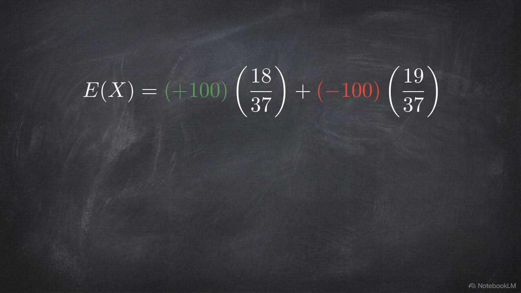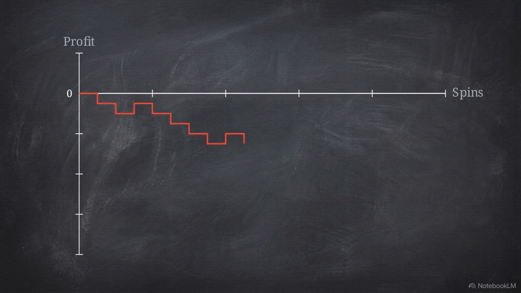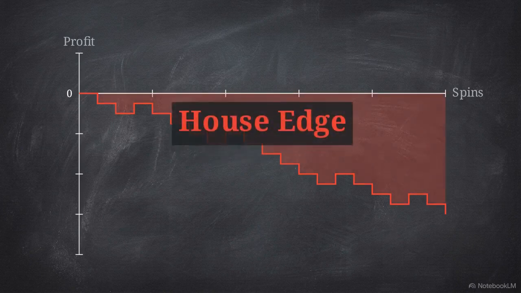Now we apply the standard expected value formula. We take the sum of all outcomes by multiplying each outcome by its probability and adding them together. The result is negative $2.70. This number tells us that over the long run, a player loses an average of $2.70 every single time they spin the wheel. The math proves the existence of the house edge.